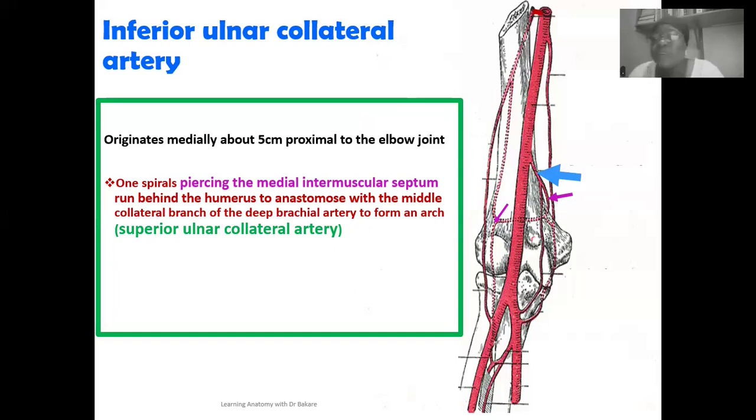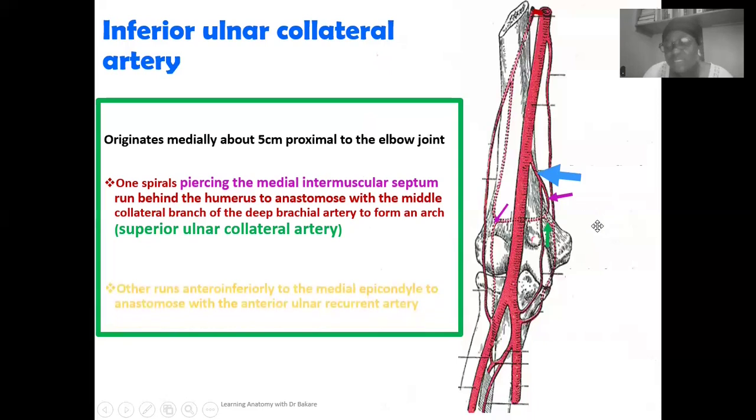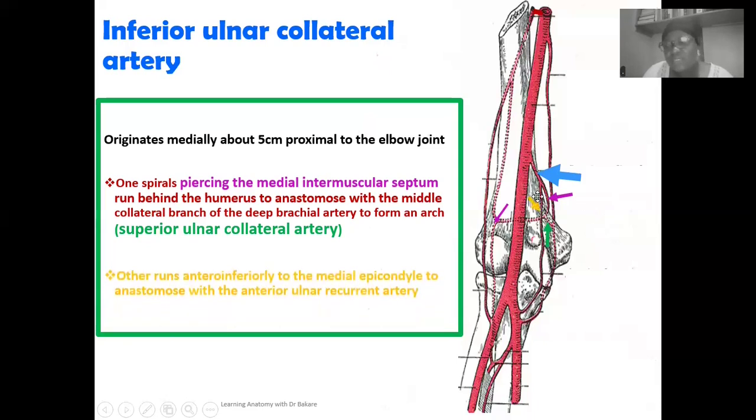This same branch is also seen to create anastomosis at this point that is arrowed in green with the superior ulnar collateral artery. So the second branch of the inferior ulnar collateral artery is seen to descend inferiorly, and this is what is arrowed there in yellow. And of course, it is seen to pass through the anterior region of the medial epicondyle, where it will finally be creating anastomosis with the anterior ulnar recurrent artery.